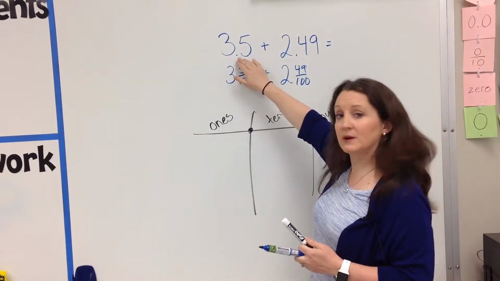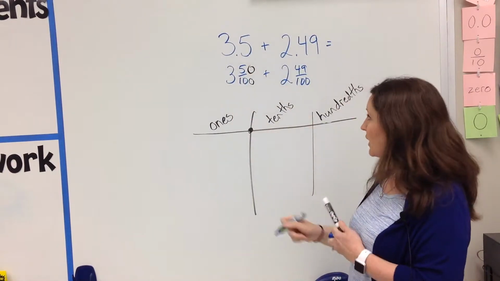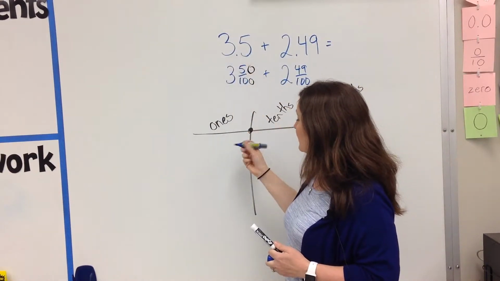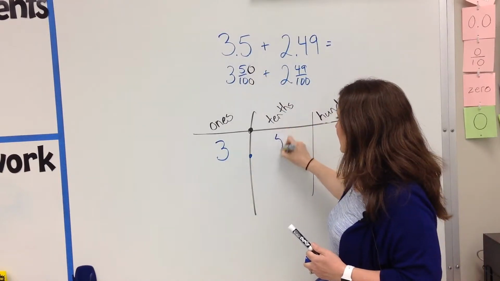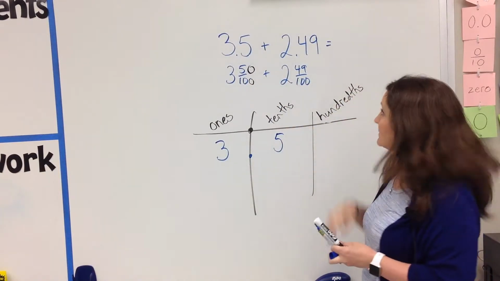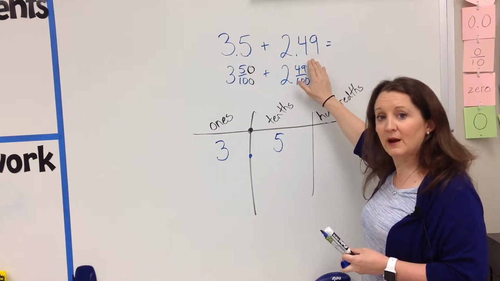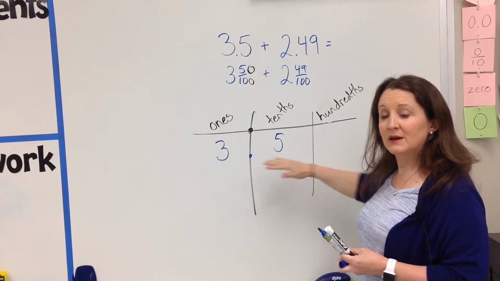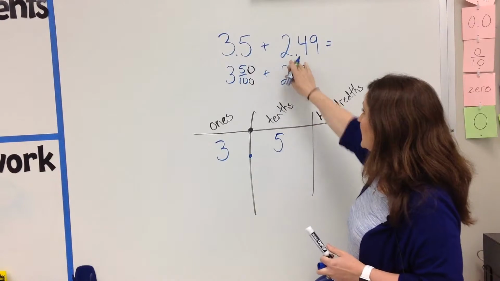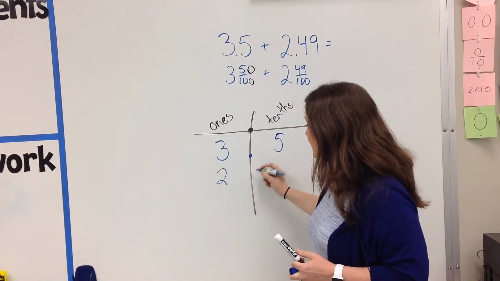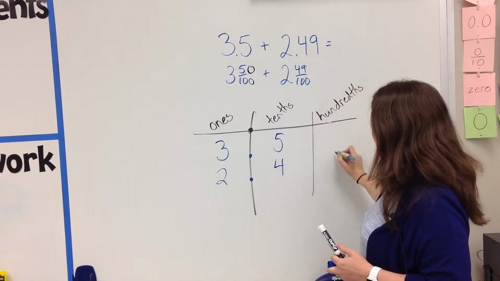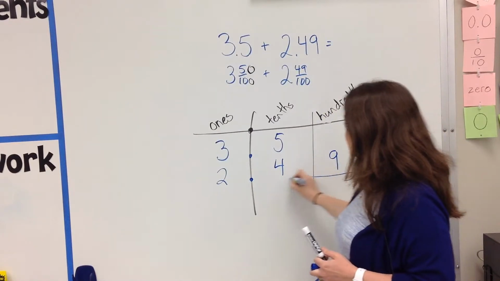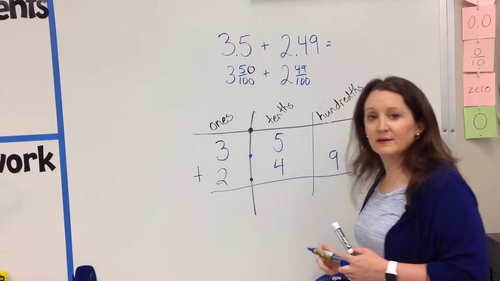So in order to put 3 and 5/10 on this place value chart, I need to think about my whole. I have 3 wholes or 3 ones, and I have 5/10. Now my next number, 2 and 49/100, I want to put that in the appropriate columns on my place value chart. I have 2 wholes, and I have 4/10, and I have 9/100. Now we can add these up.